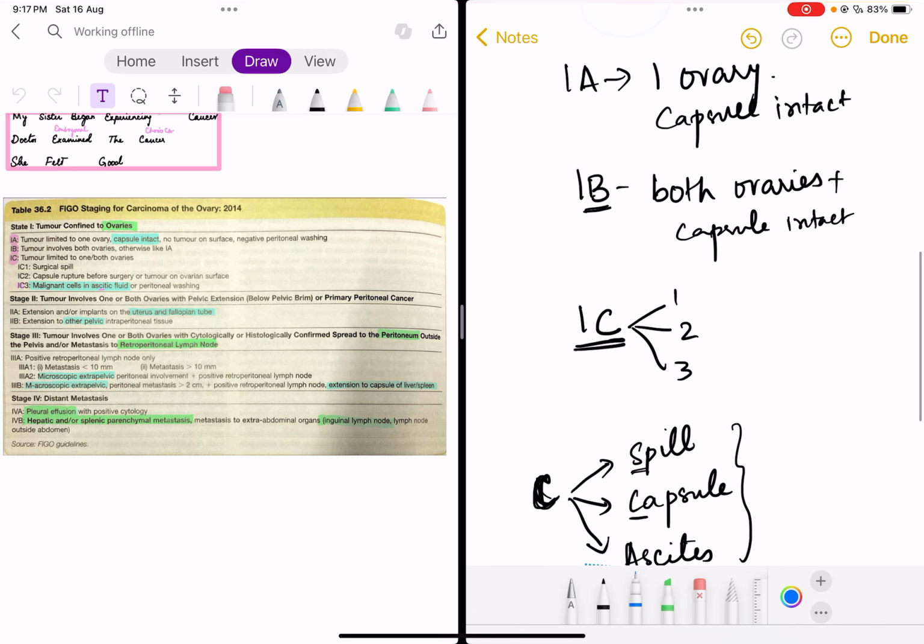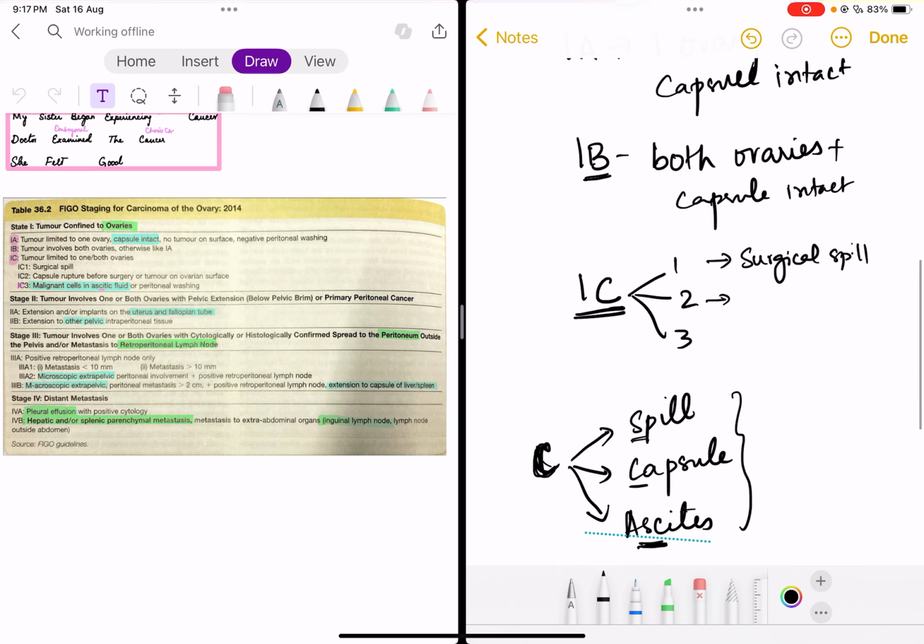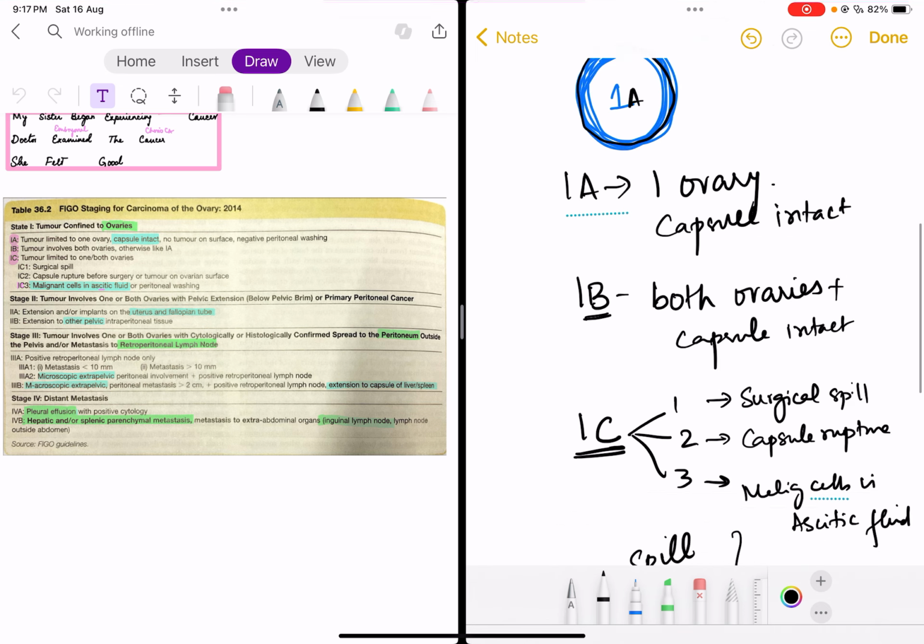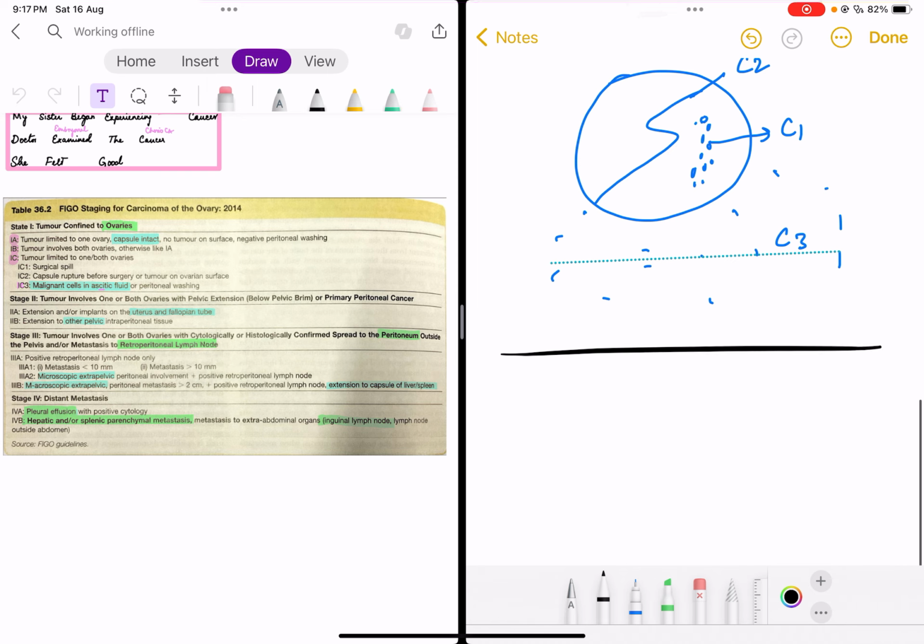So here we have 1C1, which is your surgical spill, that is water spilling out of the water balloon. C2 is capsule rupture. And C3 would be malignant cells in ascitic fluid. That's it. So stage 1 is over. Coming to stage 2.